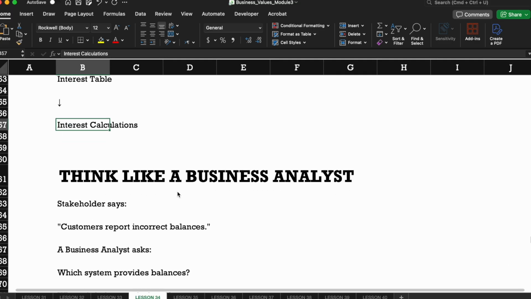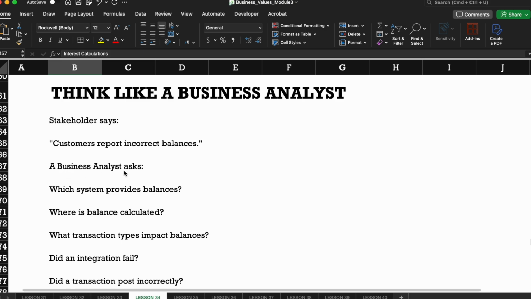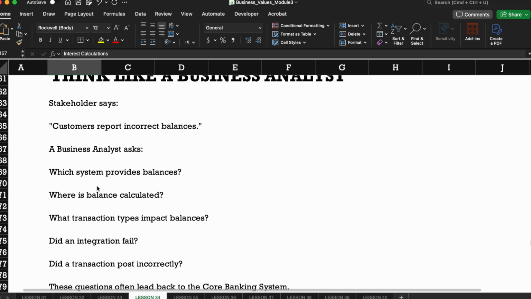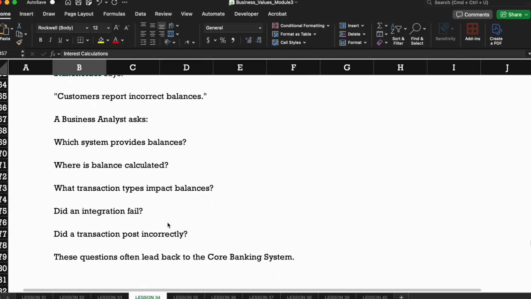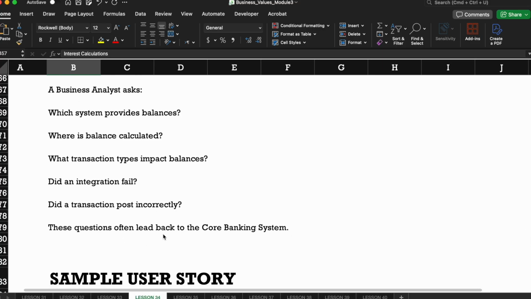So think like a business analyst. Stakeholders say customers report incorrect balances. A business analyst asks: which system provides the balances, where is the balance calculated, what transaction types impact balances, did an integration fail, did a transaction post incorrectly? These questions often lead back to the core banking system.